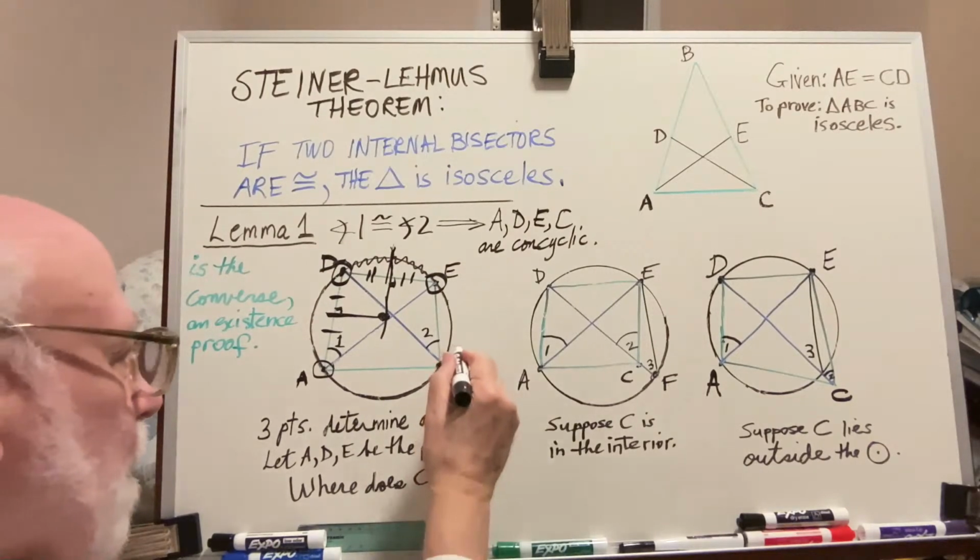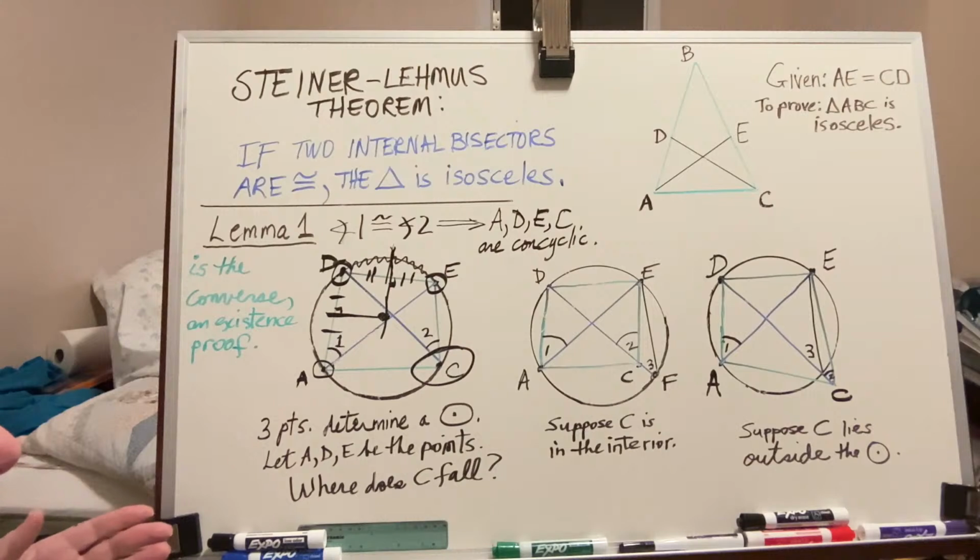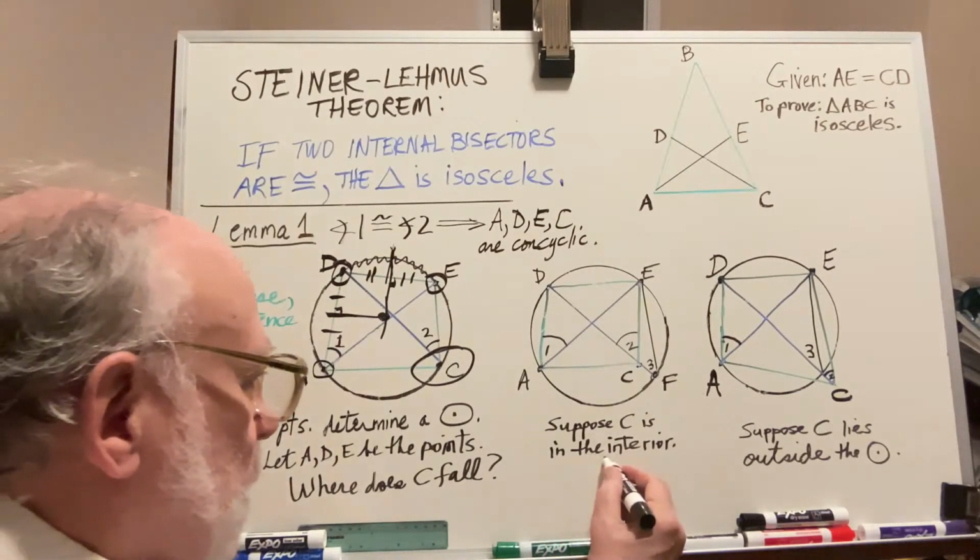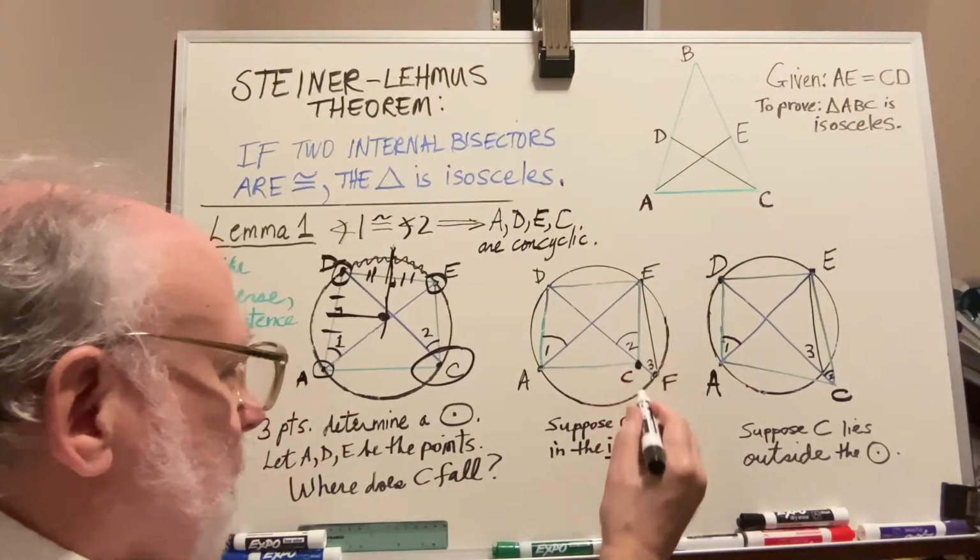However, there's no guarantee about this 4th point being on that circle. And so we need to establish that the point at vertex C is on the circle as well. We want to show that a circle exists that contains all 4 points, all 4 vertices. So now we're going to do that by contradiction. You want to say, suppose C falls in the interior of the circle and not on the circle.